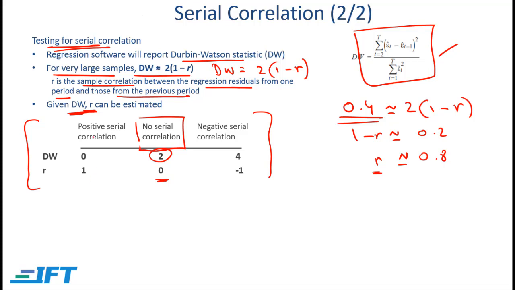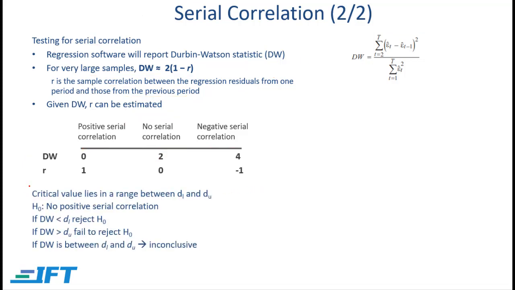And this would mean that we have very positive serial correlation. So a DW stat that is very low, which means close to 0, would imply positive serial correlation. And a DW stat that is closer to 4 would mean that we have negative serial correlation. So notice if we have 4 over here, then R will be minus 1.